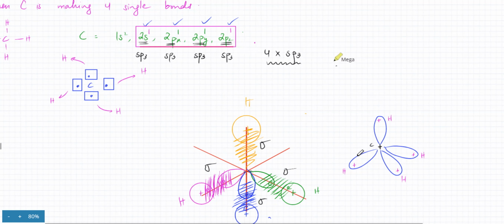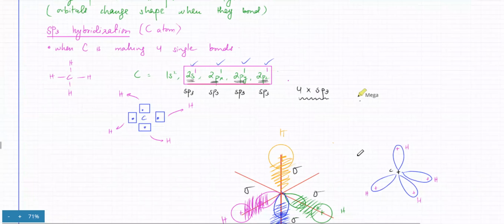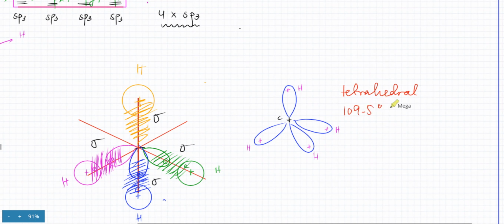Okay, so remember this. Whenever you see carbon making four single bonds, let me tell you the shape of this sp3 hybridized carbon atom. It's called a tetrahedral shape, and all the angles are 109.5 degrees.